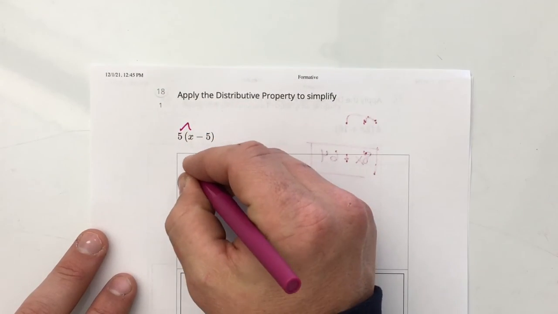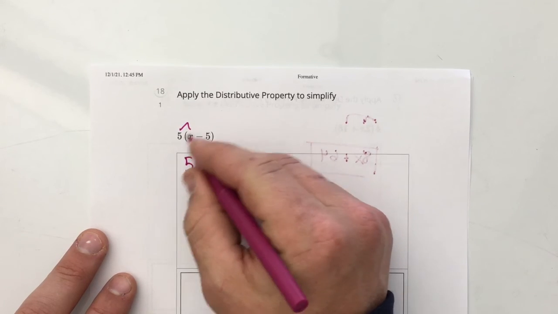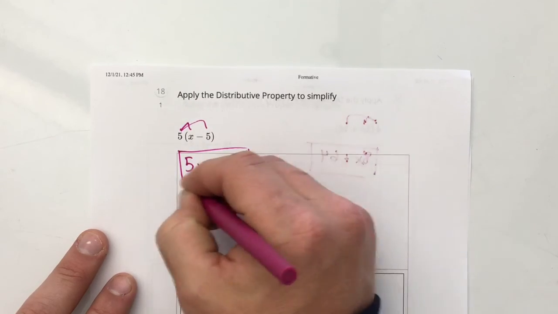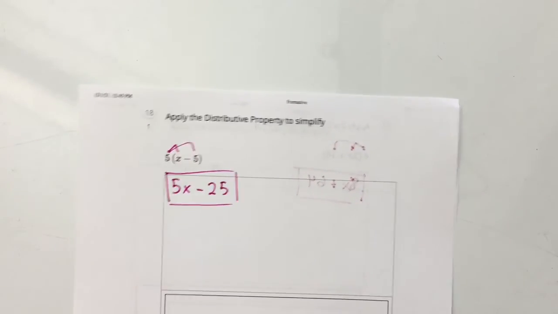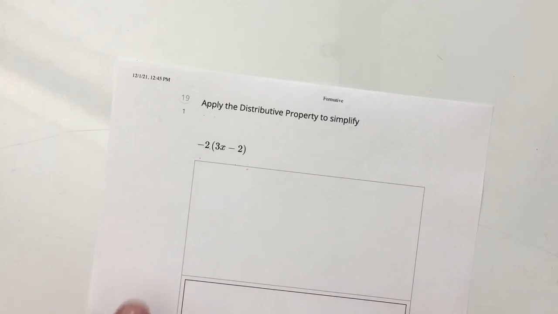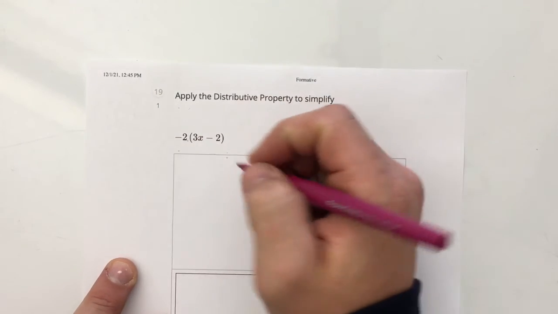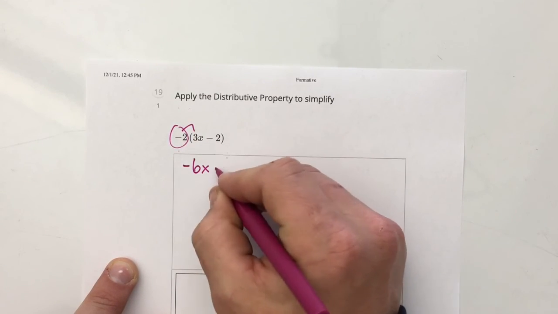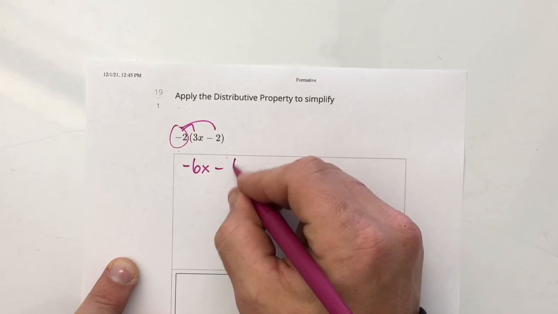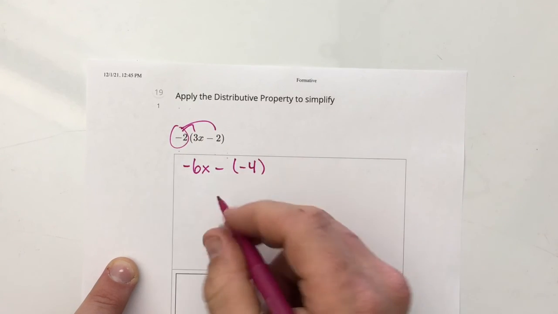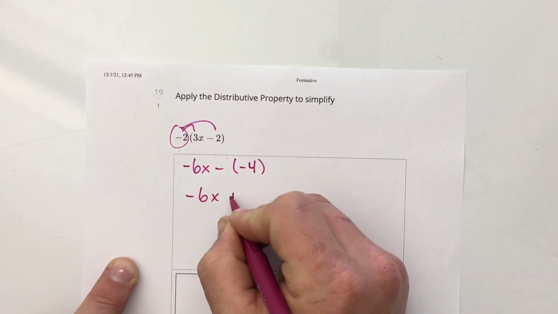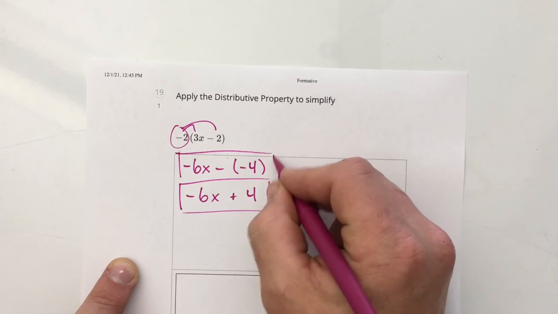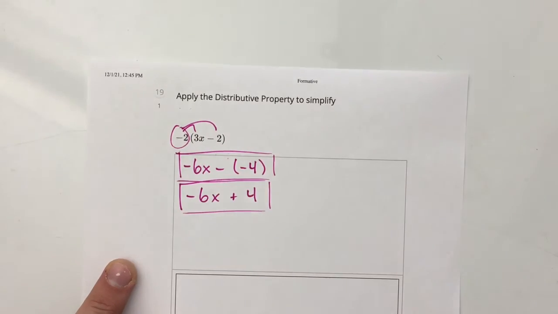5 times x is 5x minus 5 times 5 is 25. This one's a little more challenging because we have the negatives. Negative 2 times 3x is negative 6x minus negative 2 times 2 is negative 4, or we can rewrite that as negative 6x plus 4. Either one of these works. All right. And that's it.